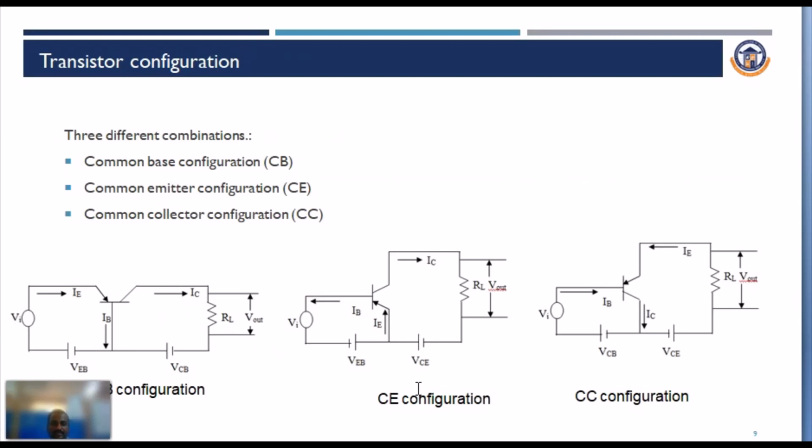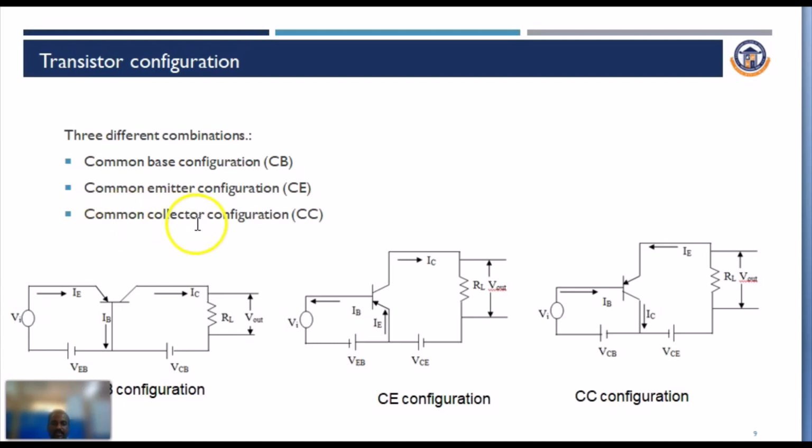Next we discussed in detail the types of configurations, based upon the terminal which is common to both input as well as output. We can classify the transistor configurations into three, because a transistor usually has three terminals, that is base, emitter and collector. The first one is the common base configuration. In this, the base terminal is common for both the input terminal as well as the output terminal. The second one is the common emitter configuration, where the base terminal acts as an input, whereas the collector terminal acts as an output.